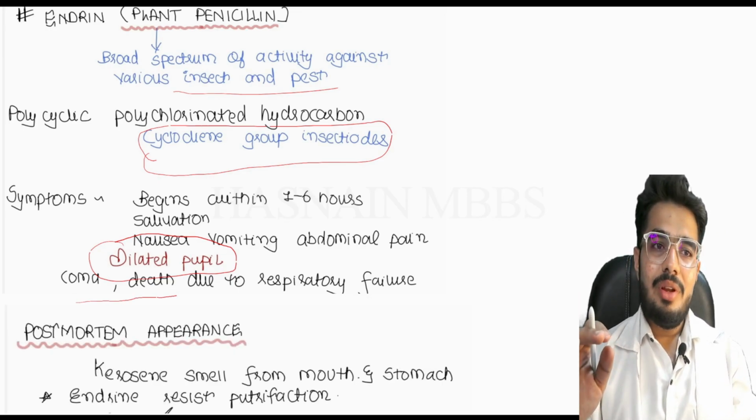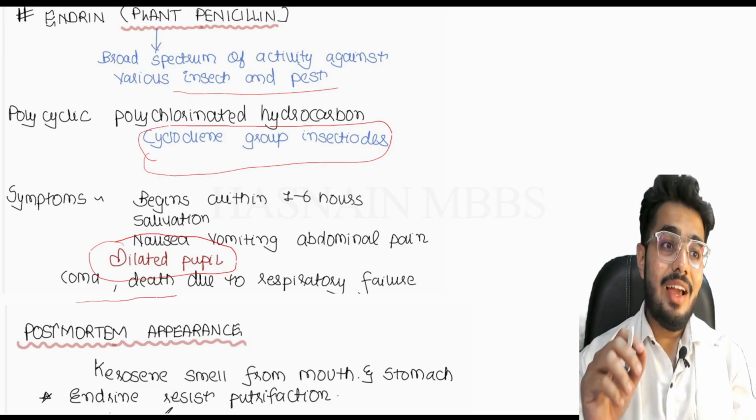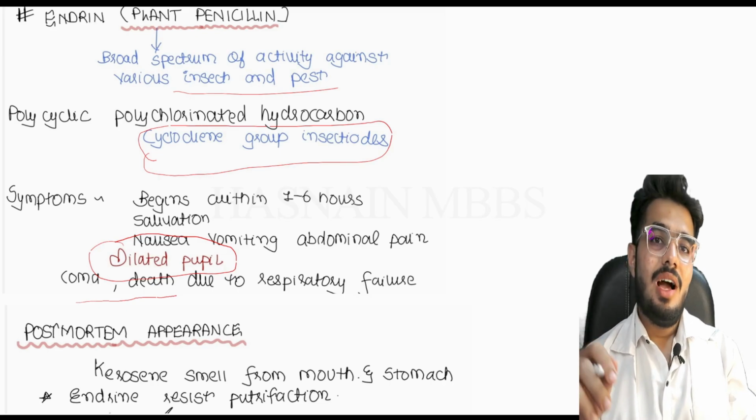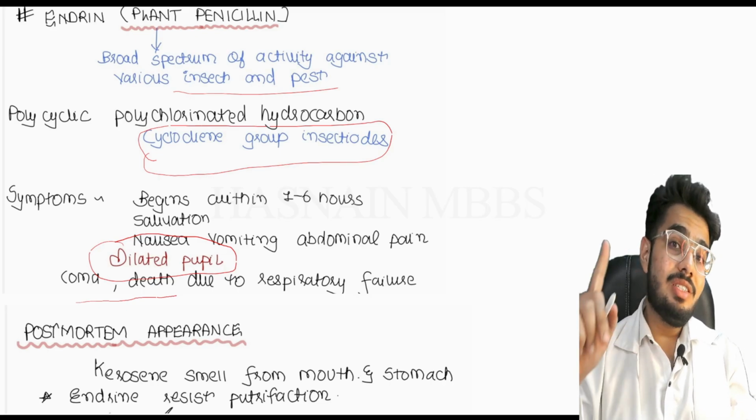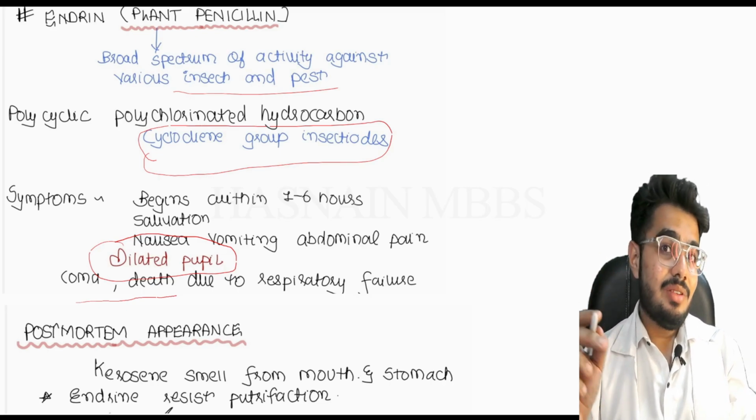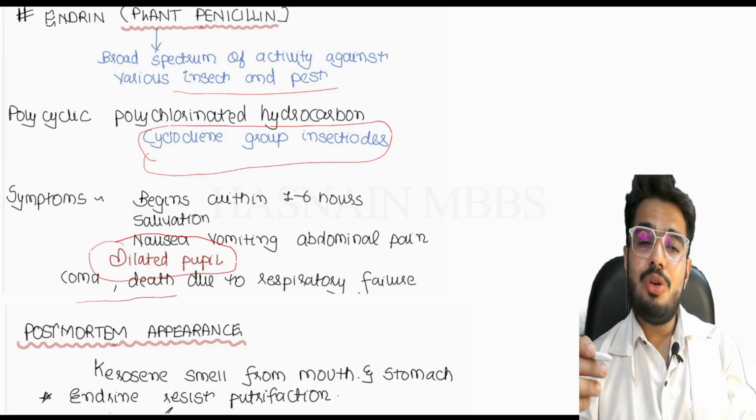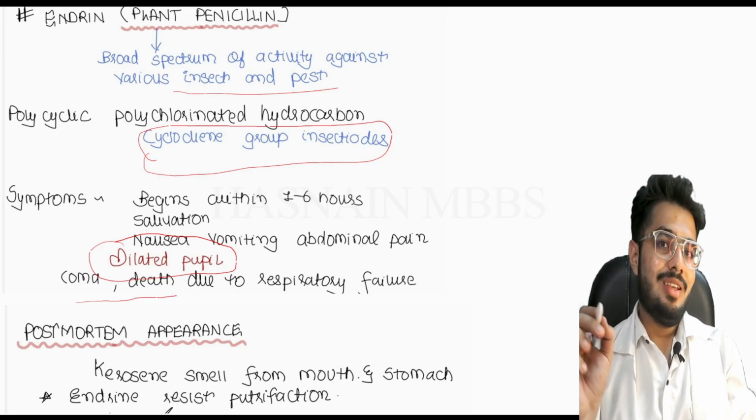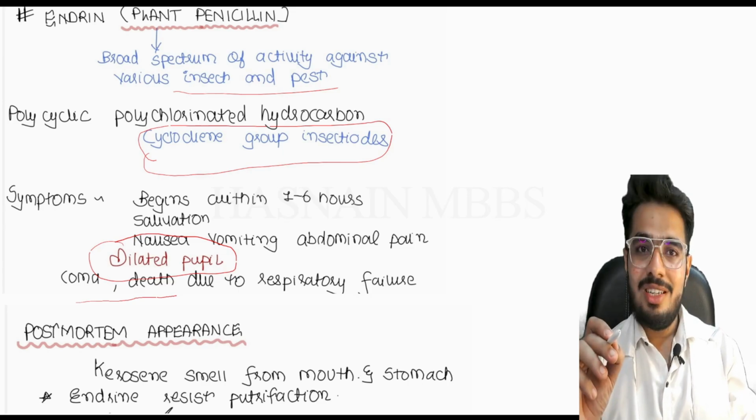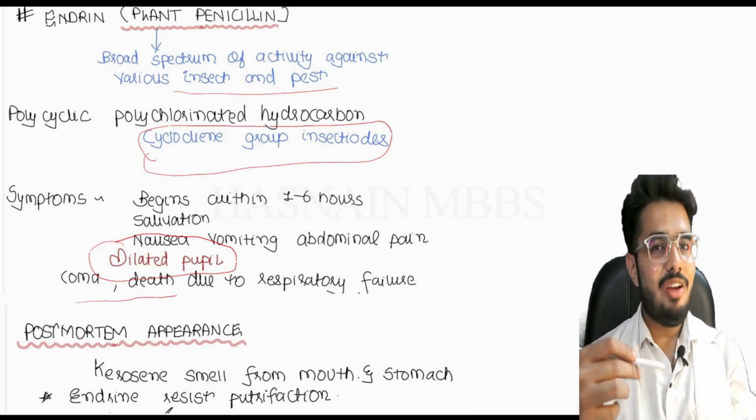In post-mortem appearances, there will be a smell of kerosene from the mouth, and endrin resists putrefaction. I have already explained this in our first lecture of general toxicology, poisons which resist putrefaction. So endrin was the example over there. If you forgot this, just go again to those notes and have a look.